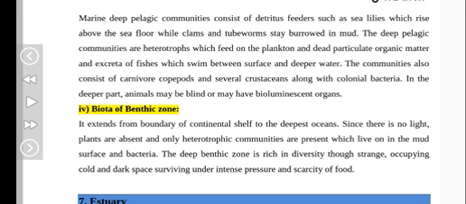Biota of benthic zone. It extends from the boundary of the continental shelf to the deepest oceans. Since there is no light, plants are absent and only heterotrophic communities are present, which live in the mud surface and bacteria. The deep benthic zone is rich in diversity though strange, occupying cold and dark space, surviving under intense pressure and scarcity of food.